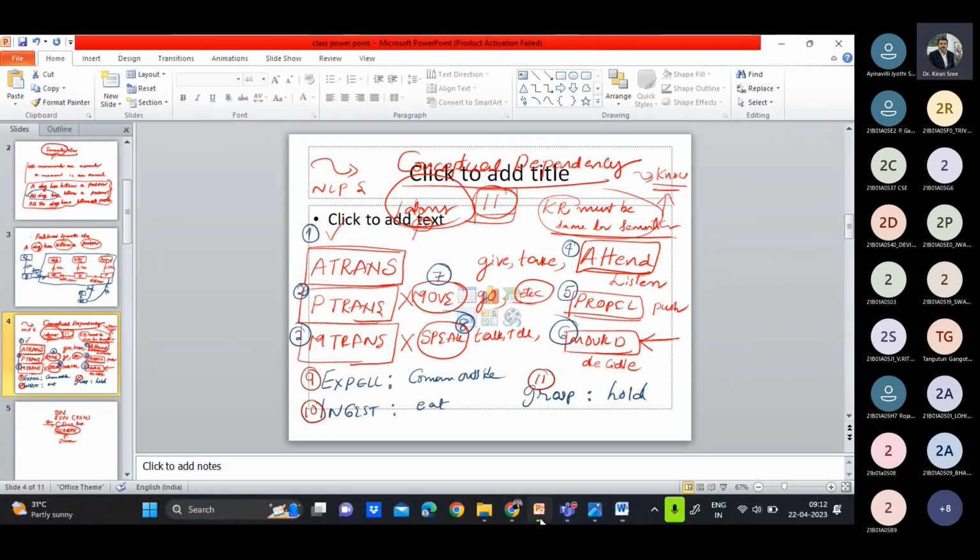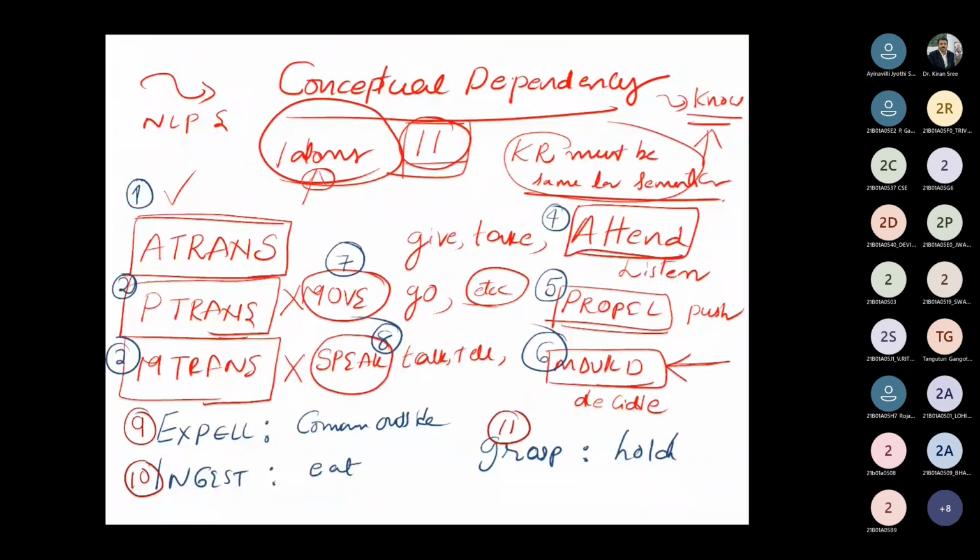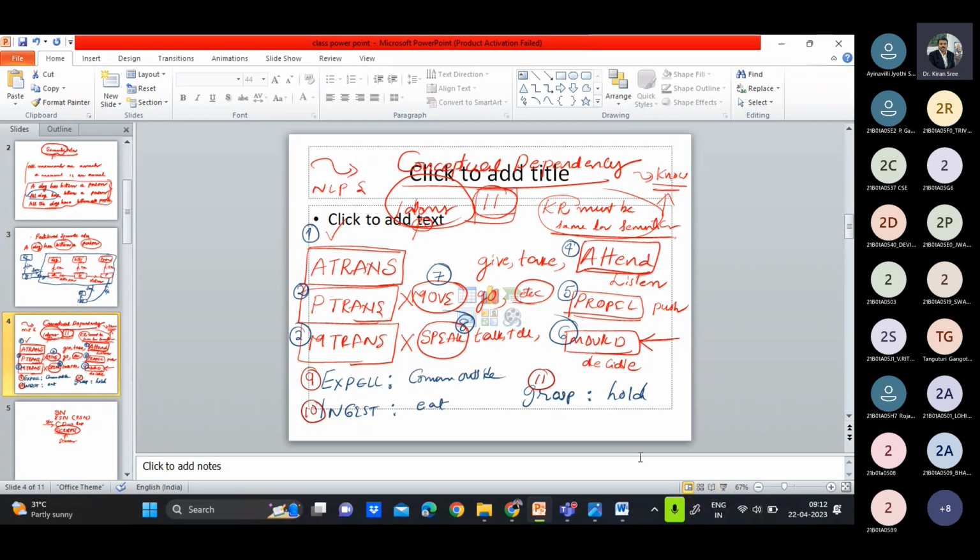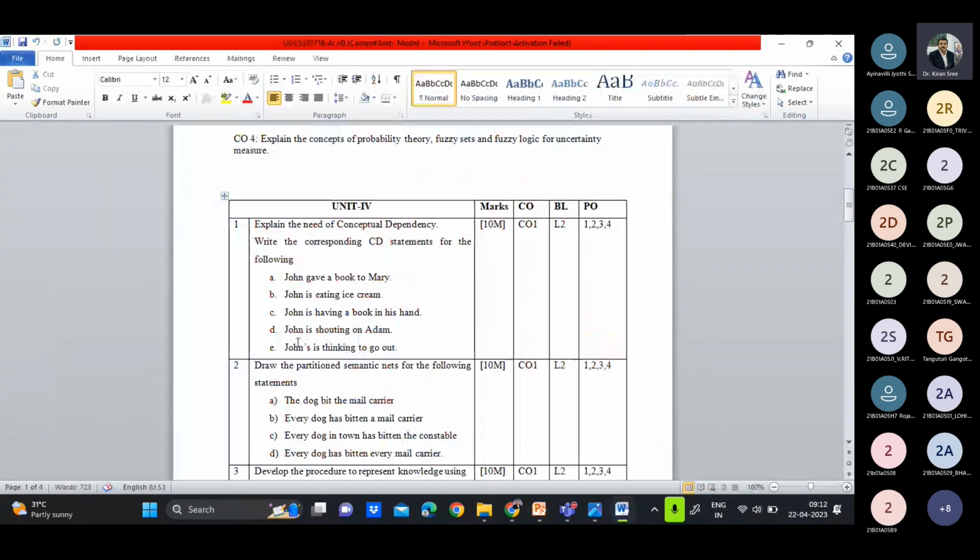John is having a book in his hand. Is it A trans or P trans or grasp or expel or ingest or attend, propel or unbuild? Having something, sir. Grasp is, I have, yes, a fork to eat. So holding something is grasp. I need to have a grasp here.